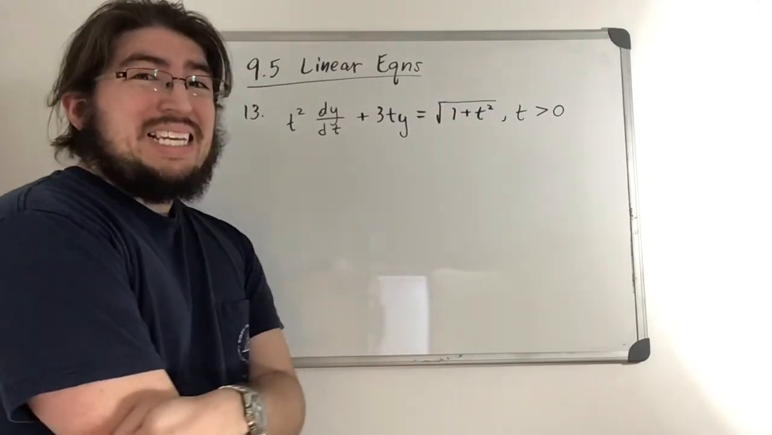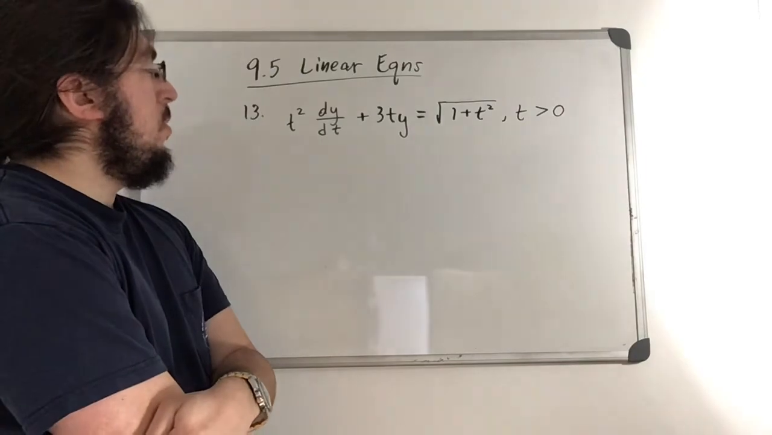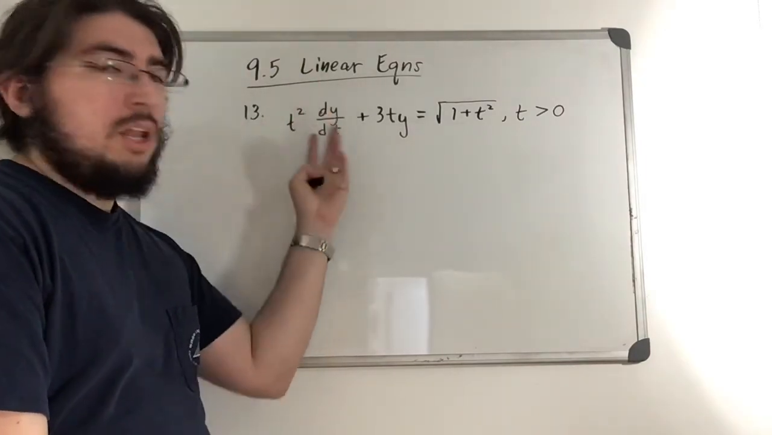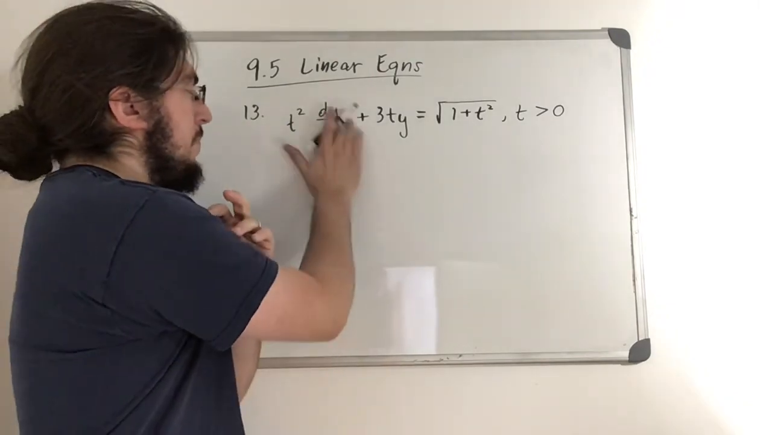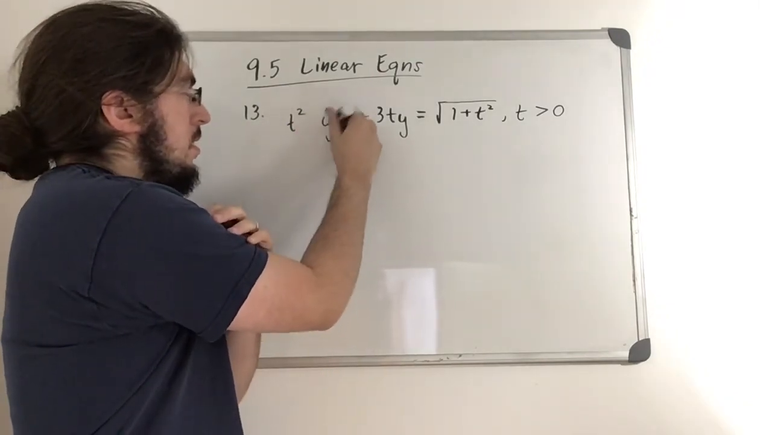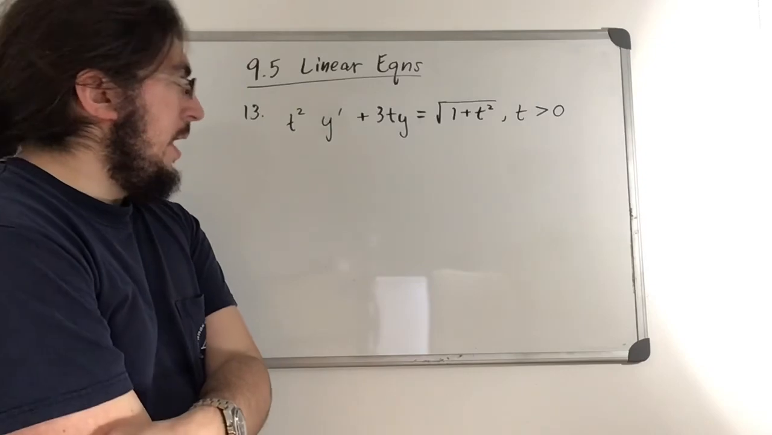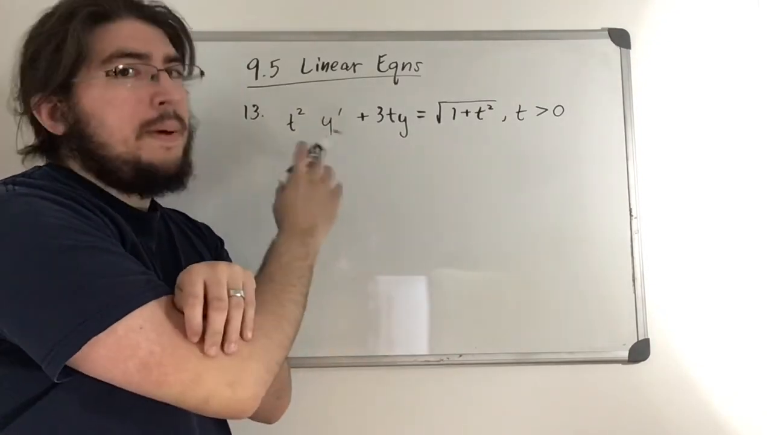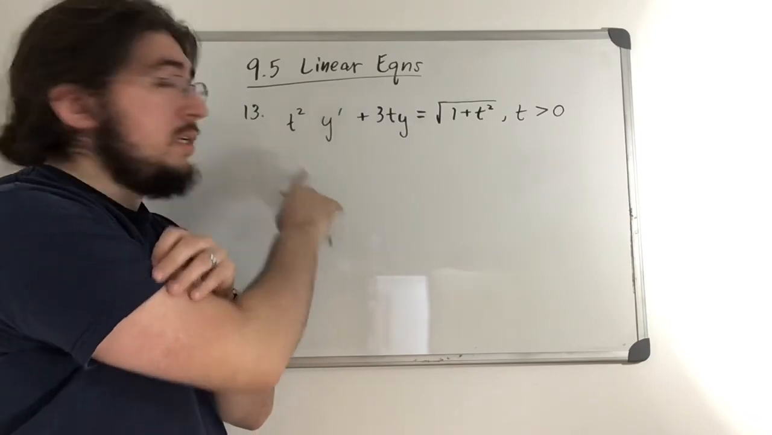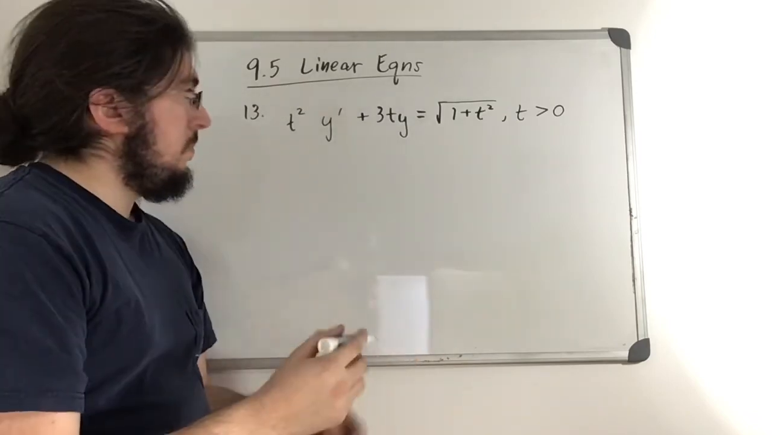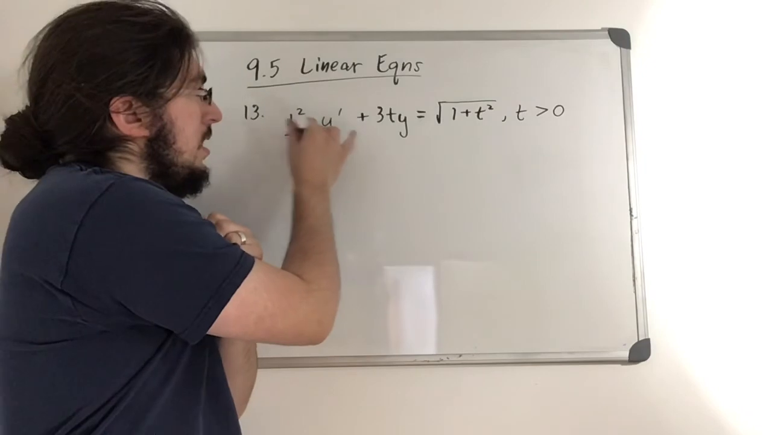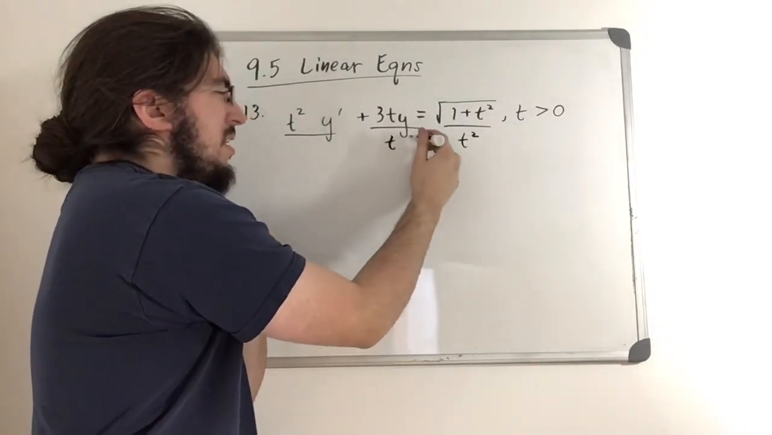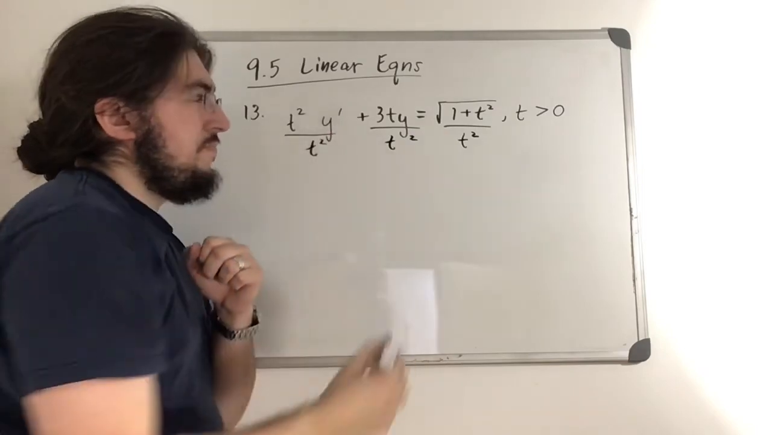Let's look at it. Is it a linear equation? Well, the highest derivative is 1. And in fact, remember, I don't like this, let's call it y prime. It's better to call it y prime. Okay, good. And is it of the form we like? It's not of the form we like, because you want y prime to have no coefficient. So to get rid of t squared, let's divide everything by t squared. So divide through by t squared, let's see what we get.